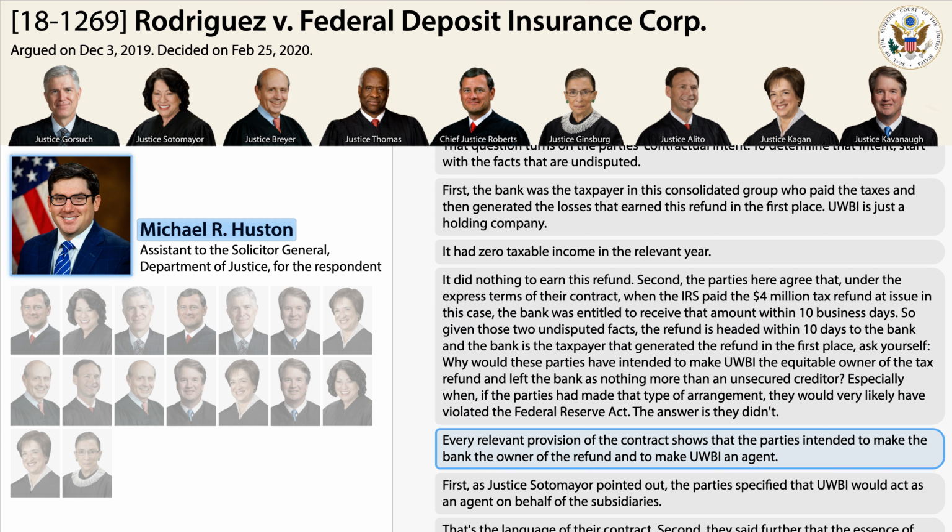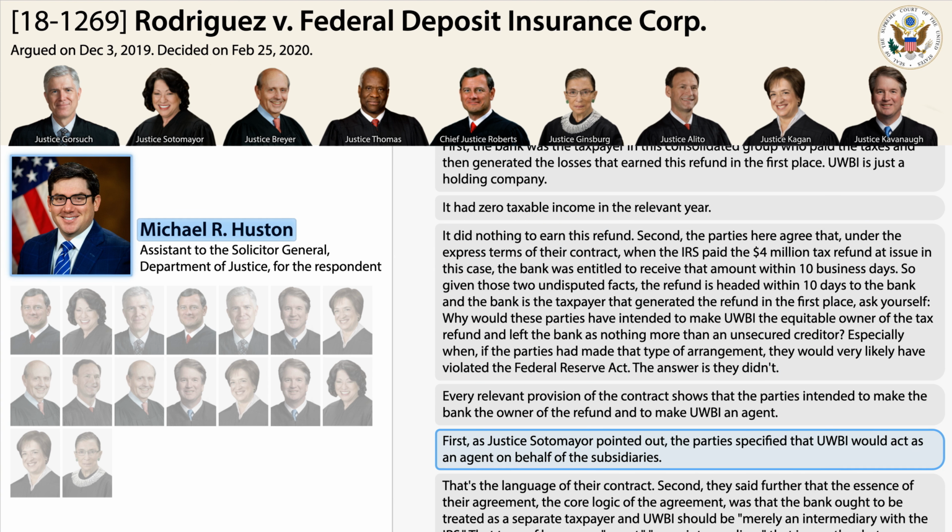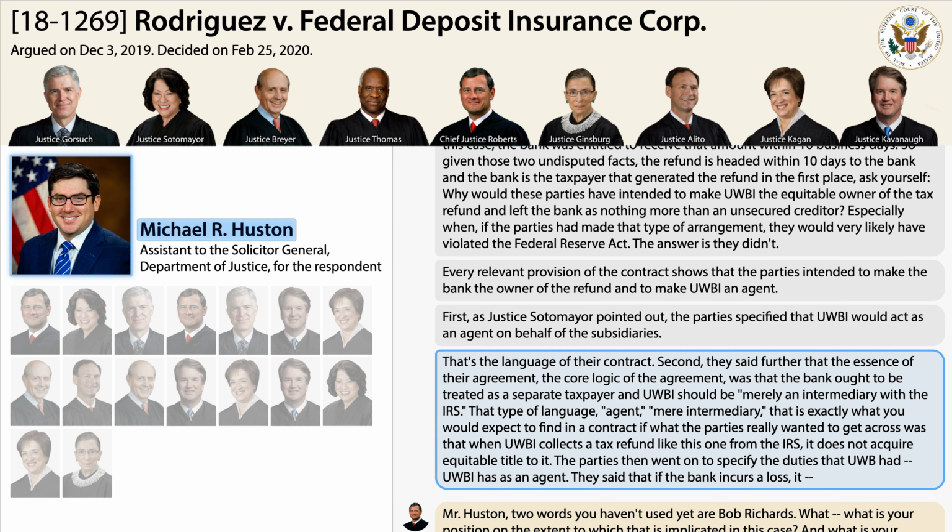Every relevant provision of the contract shows that the parties intended to make the bank the owner of the refund and to make UWBI an agent. First, as Justice Sotomayor pointed out, the parties specified that UWBI would act as an agent on behalf of the subsidiaries. That's the language of their contract. Second, they said further that the essence of their agreement, the core logic of the agreement, was that the bank ought to be treated as a separate taxpayer and UWBI should be, quote, merely an intermediary with the IRS. That type of language, agent, mere intermediary, is exactly what you would expect to find in a contract if what the parties really wanted to get across was that when UWBI collects a tax refund like this one from the IRS, it does not acquire equitable title to it.